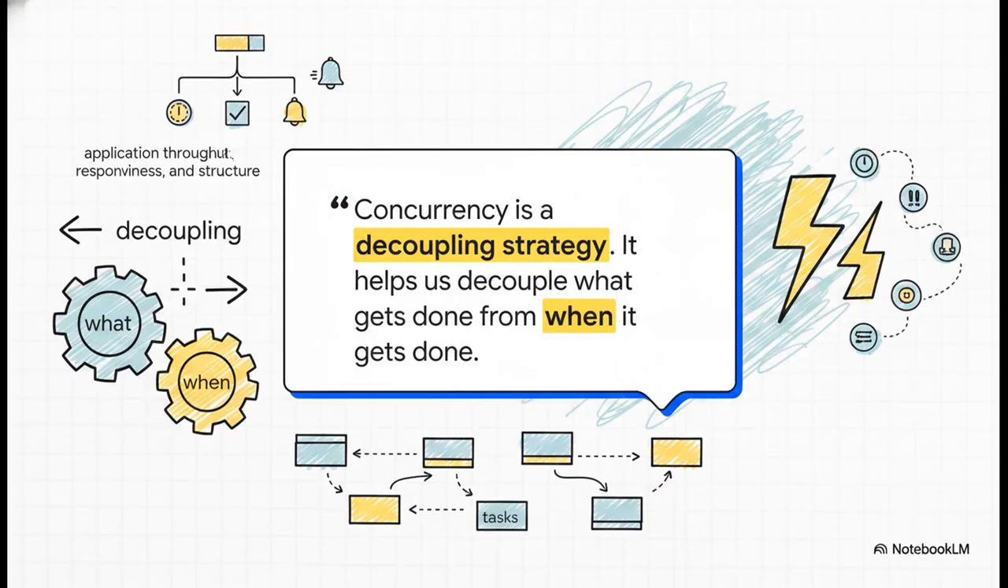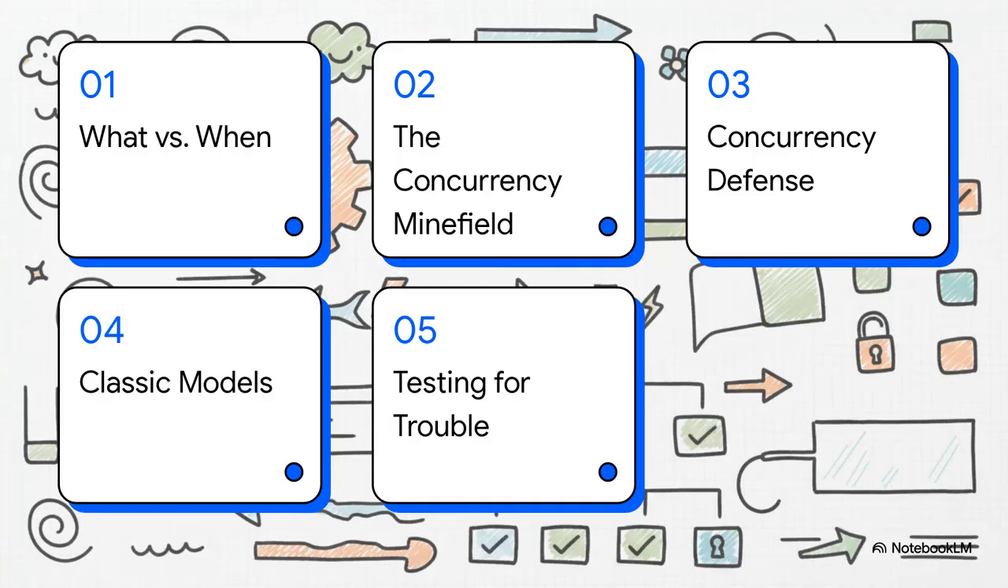So why even bother with something so notoriously difficult? Well, this quote from the book gets right to the heart of it. Concurrency is a decoupling strategy. It lets us separate what gets done from when it gets done. And that one idea, that single concept, is the key to unlocking better performance, responsiveness, and even a better overall design for your application. So here's our game plan.